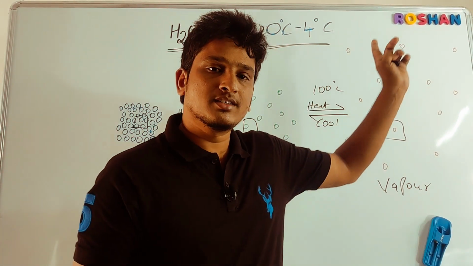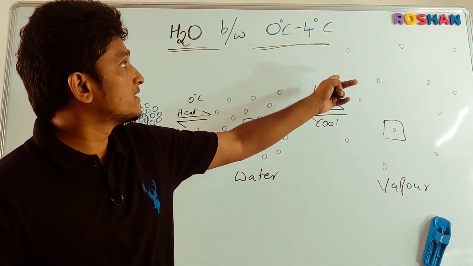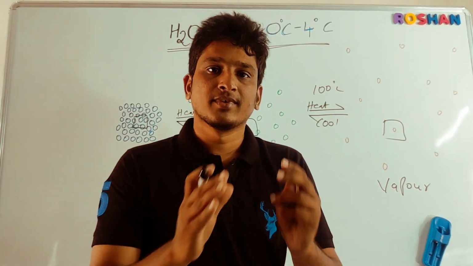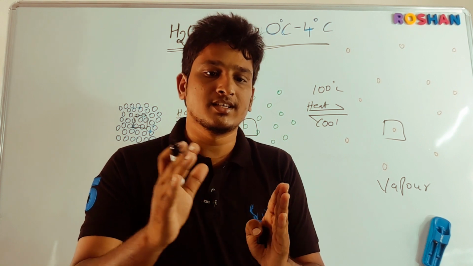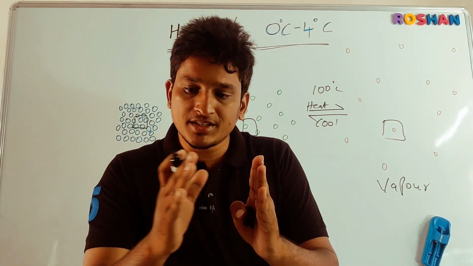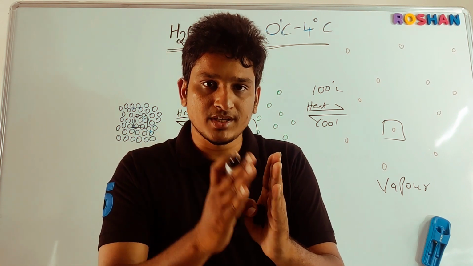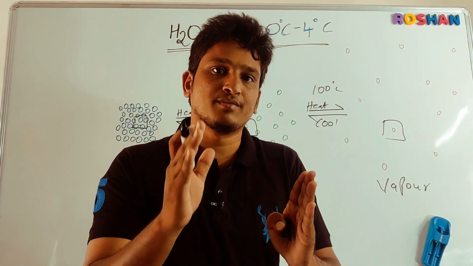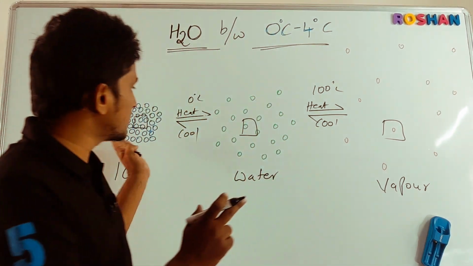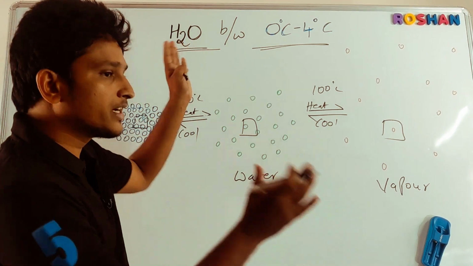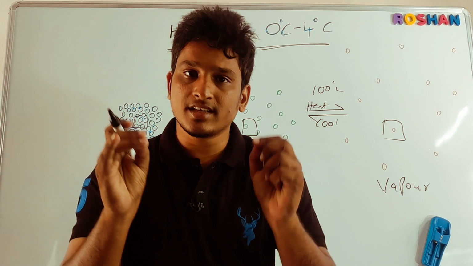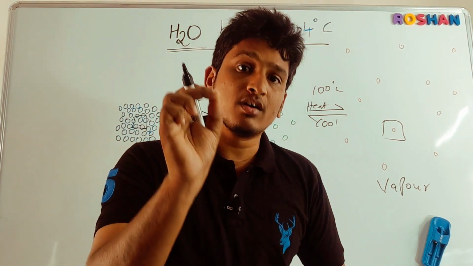But for water, which is H2O, between 0 to 4 degrees Celsius, the temperature is increasing: 0 to 1 degree, 2 degrees, 3 degrees and 4 degrees. Between this temperature range, when we increase the temperature from 0 to 4 degrees Celsius, the density of H2O is increasing. It should decrease, right? If the temperature is increasing, the molecules are expanding, so the density should decrease. But between 0 to 4 degrees Celsius, the density is increasing. That is the anomalous behavior.